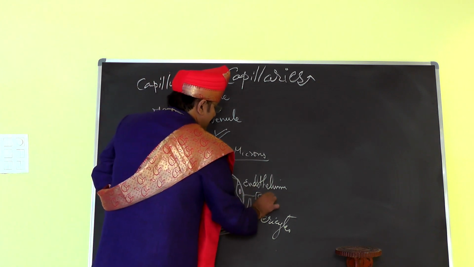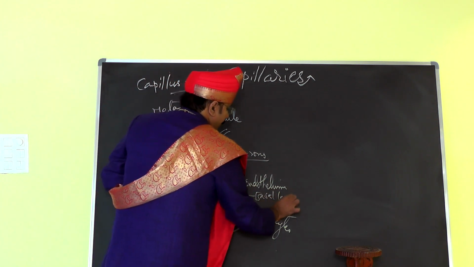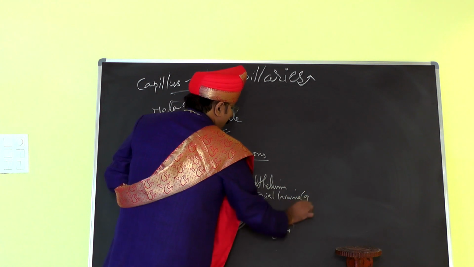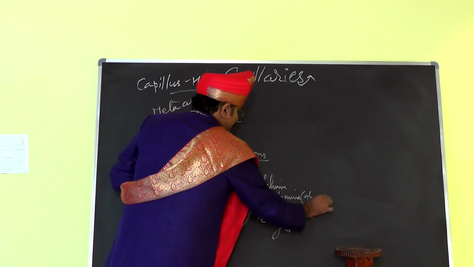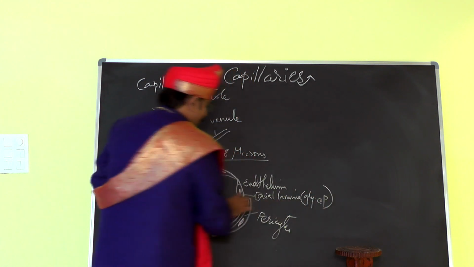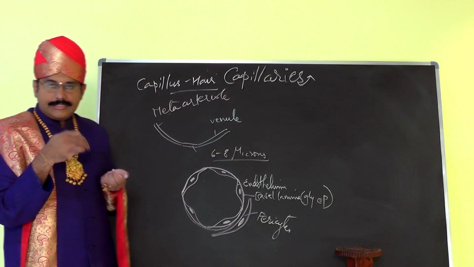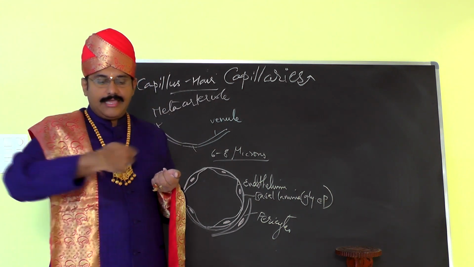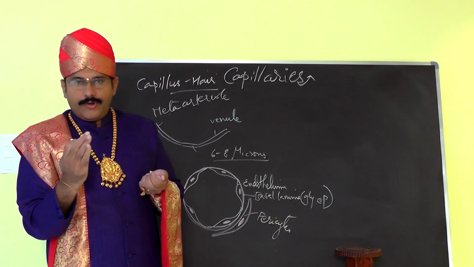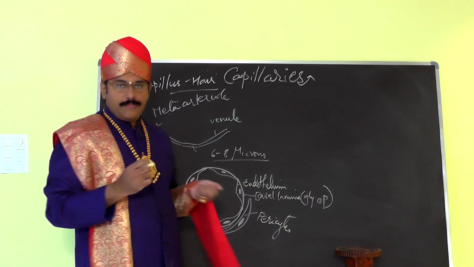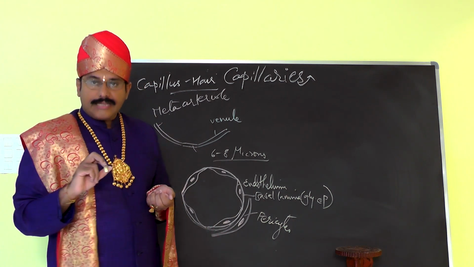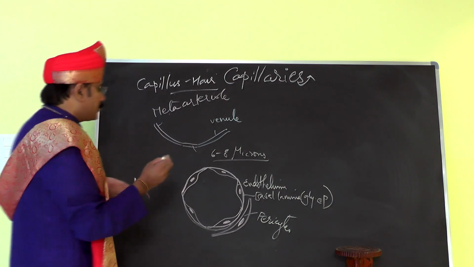It is present on the basal lamina or the basement membrane that is formed by glycoprotein. So there is a glycoprotein which is forming the basal lamina. Over this basal lamina you are having a single layer of endothelium, and supporting it you have adventitial cells or pericytes.